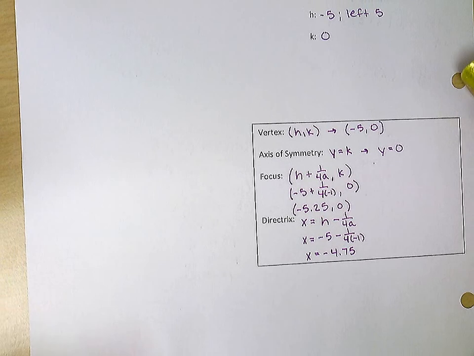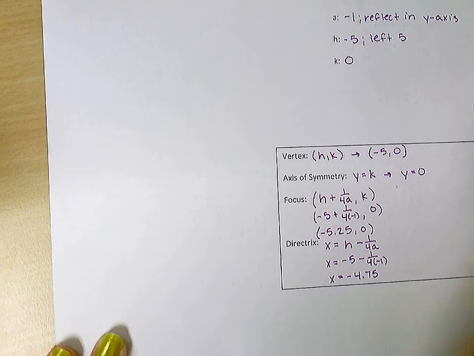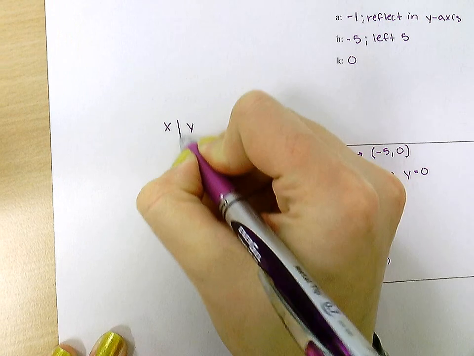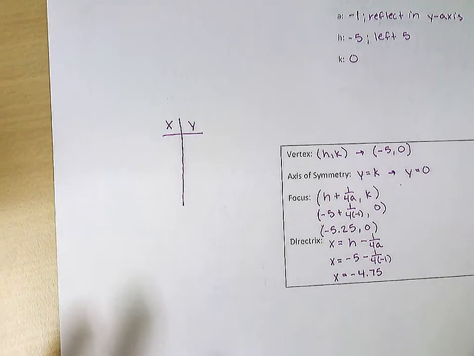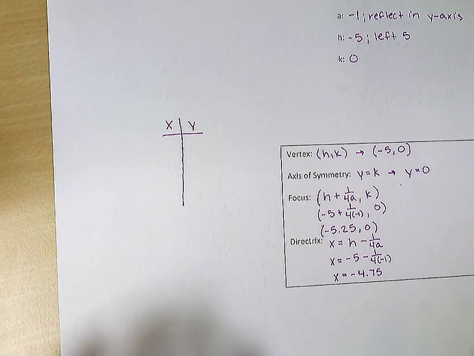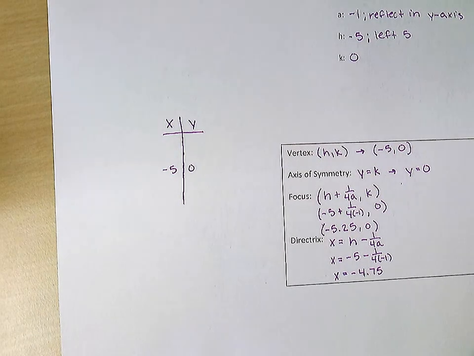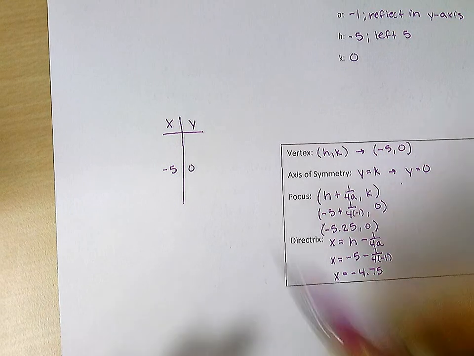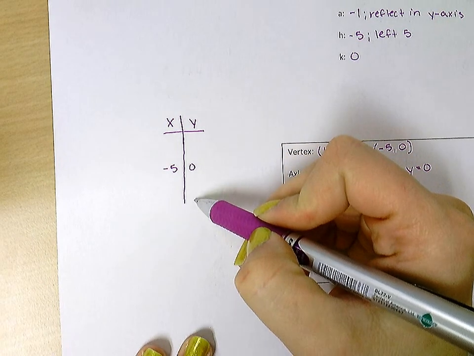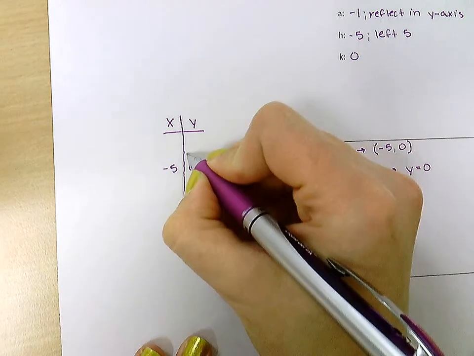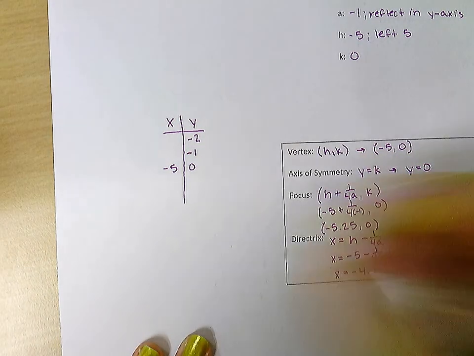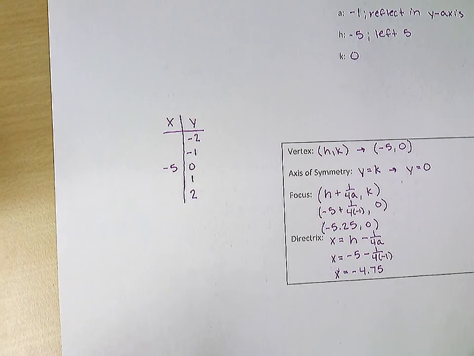Now we can just make that XY chart off to the side here. Remember, with this type of equation, you still put your vertex in the middle. So our vertex is at -5, 0, but you need to fill in your y values for an x equals equation. So we need to surround the y values here. That means I have -1 and -2, +1 and +2. You have to surround the y values for this type of equation.